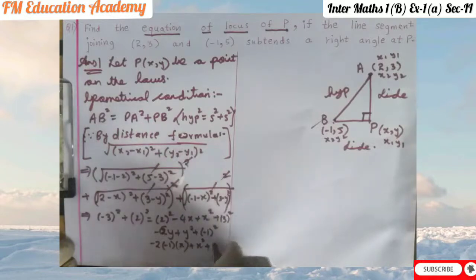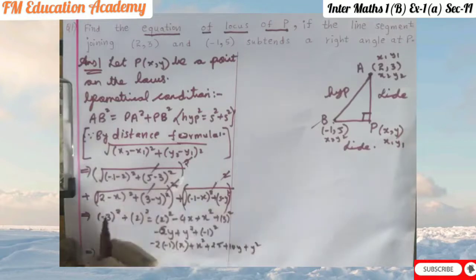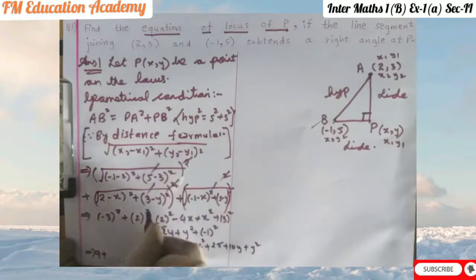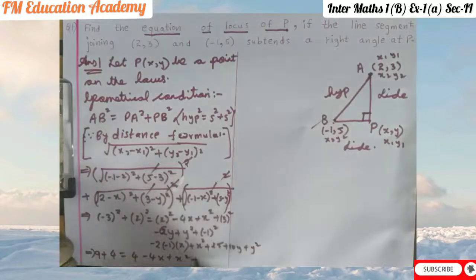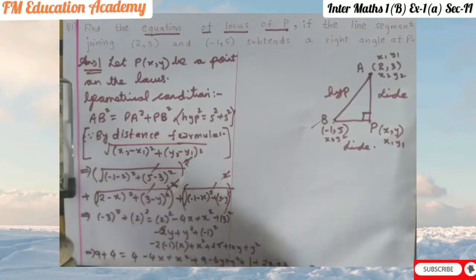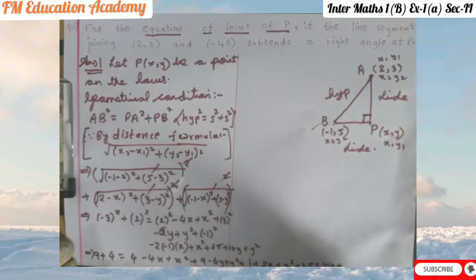What is (a minus b) whole square? a square, that is 5, 5 is 25, minus 2 into 5 is 10, 10 into y is 10y, plus y square. Okay, so this will become minus 3 whole square is 9, plus 2 square is 4, equals 2 square is 4 minus 4x plus x square, plus here we have 3 whole square is 9 minus 6y plus y square, plus minus 1 whole square is 1, minus into minus is plus 2x plus x square, plus 25 plus 10y plus y square. Okay.